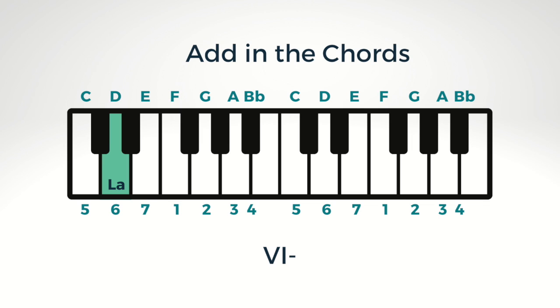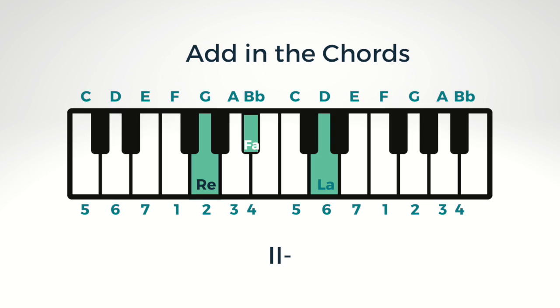So we know that 6 is a minor chord, so we're going to play D minor. We know that 2 is a minor chord, so we're going to play G minor. We know that 5 is a major chord, so we are going to play C major. And we know that 1 is a major chord, so we are going to play F major. Put it all together. And now you can play Dynamite by BTS.